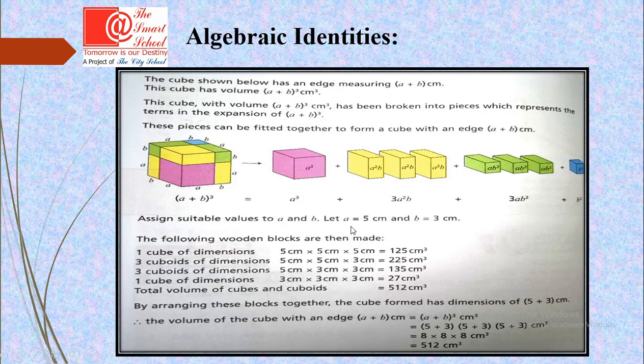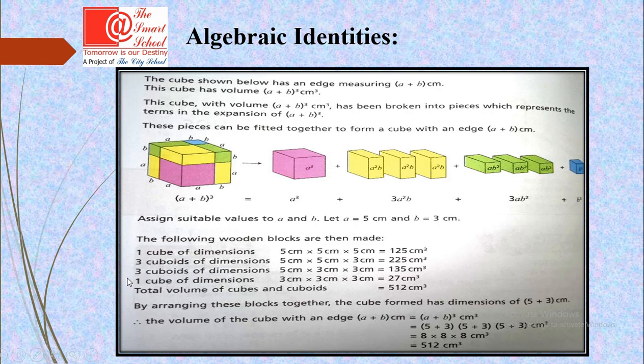Suppose a equals 5 and b equals 3. So the measurement of this cube is 5 by 5 by 5, so its volume is 125 centimeter cube. The second is 3 cuboids of dimension 5 by 5 by 3, so it will be 225. And 3 cuboids of dimension 5 by 3 by 3, and it equals 135 centimeter cube.